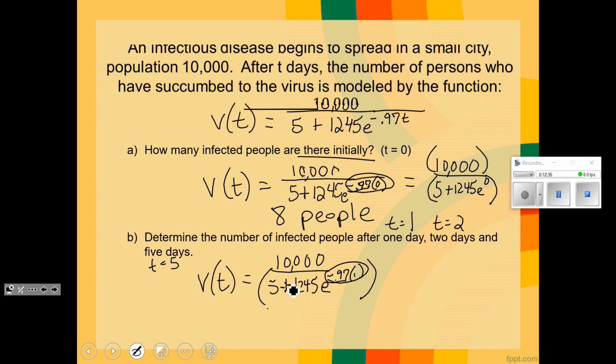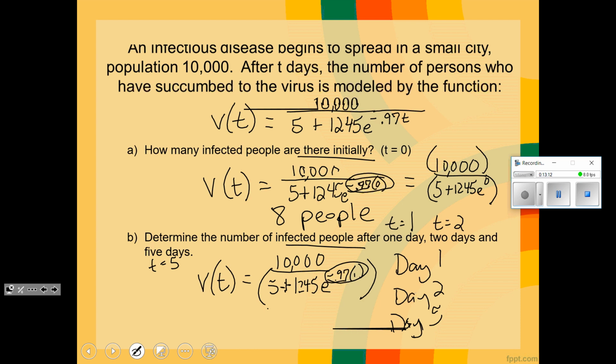Negative 0.97, right? So I would just raise it to that. Okay, I would work the exponent out first before you put it in. So tell me, I'm just going to put up here, day 1, day 2, and day 5. I would do whole number because we're talking about people, and we can't take halves of people. Okay? So let me just give you a couple minutes to work those out, and then we'll take a look at them.